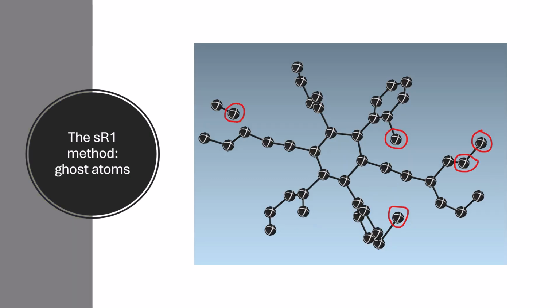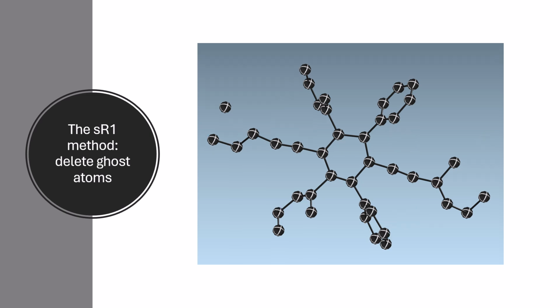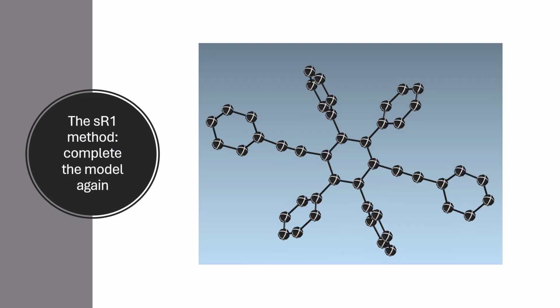Here is an example where we are not so lucky, because after one run, we see some funny atoms in the resulting model. Here I have circled these funny atoms with red lines. These are called ghost atoms, and we should delete them. Okay. After deleting these ghost atoms, the calculation can be resumed, and finally we get the correct model.